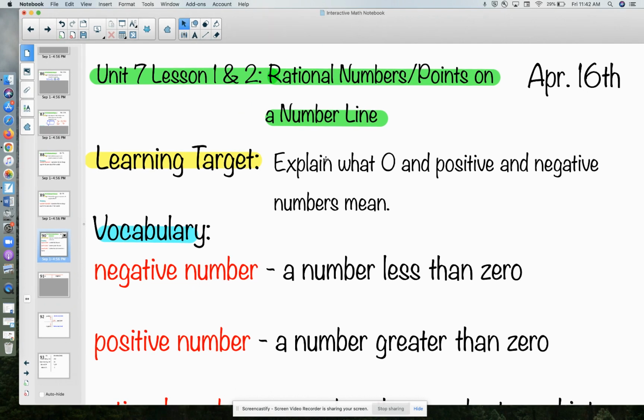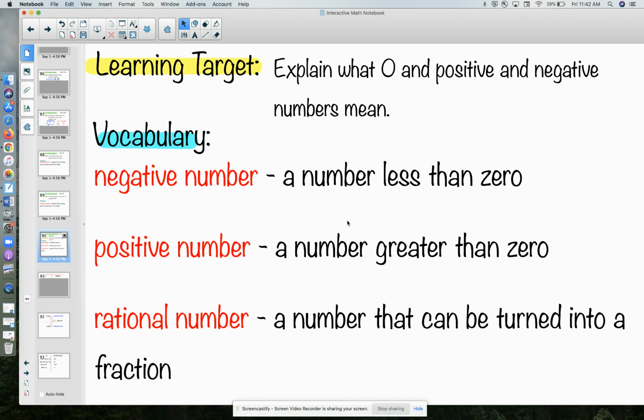The learning target: explain what 0 and positive and negative numbers mean. Here's some vocabulary words: negative number, positive number, and a rational number, a number that can be turned into a fraction. 6 is a rational number because I can make that into a fraction, 6 over 1. 3 is a rational number because I can turn that into a fraction. So any number that can be turned into a fraction is called a rational number.